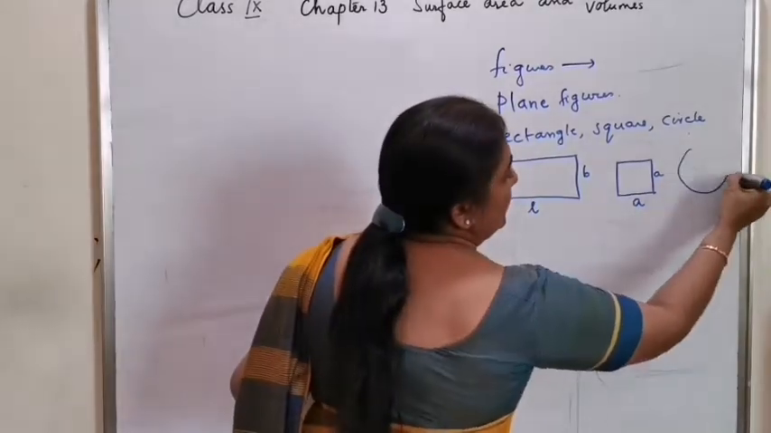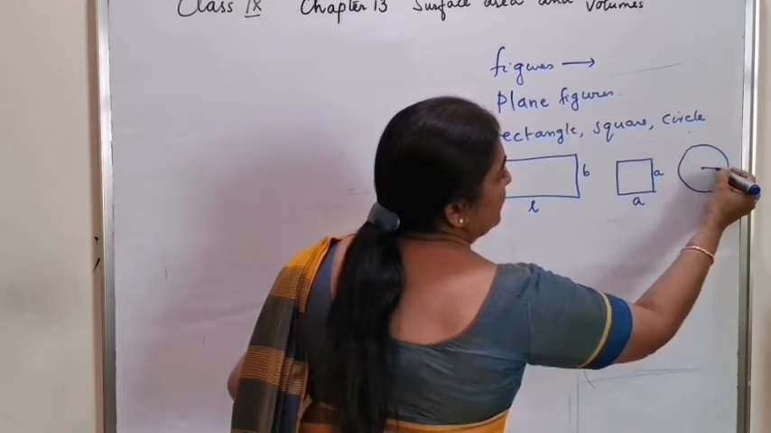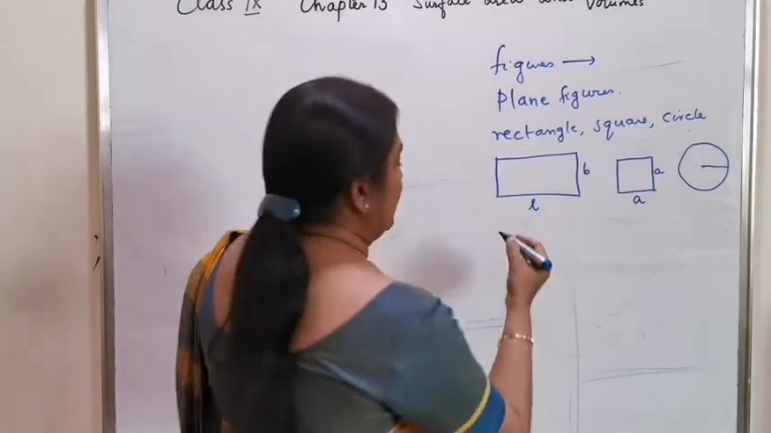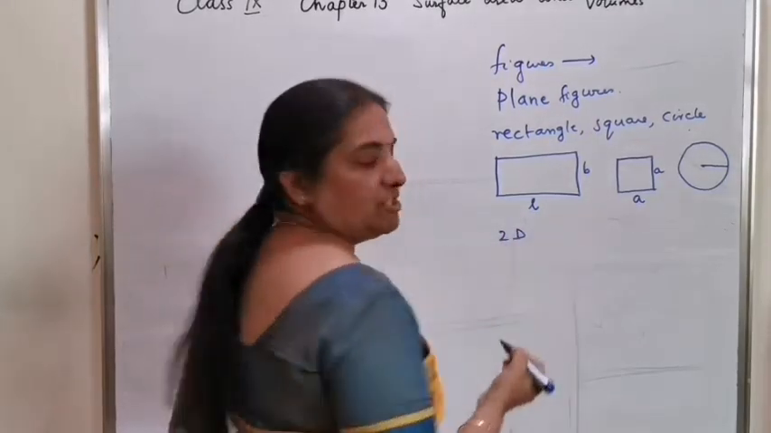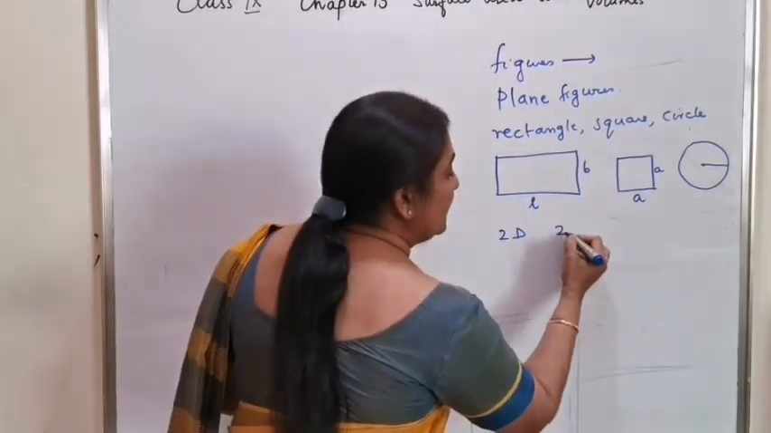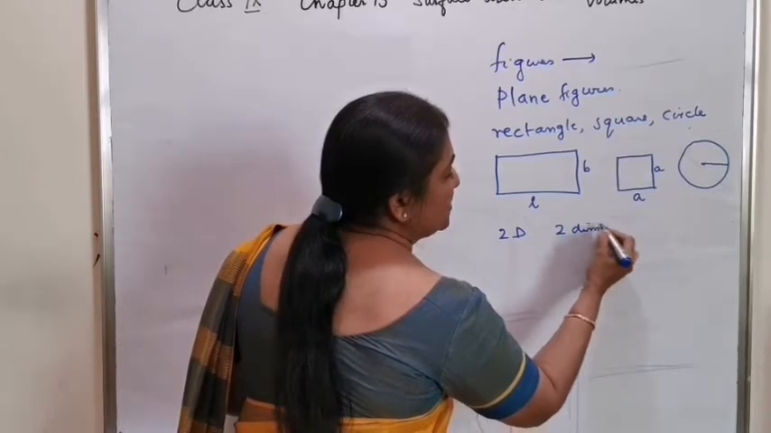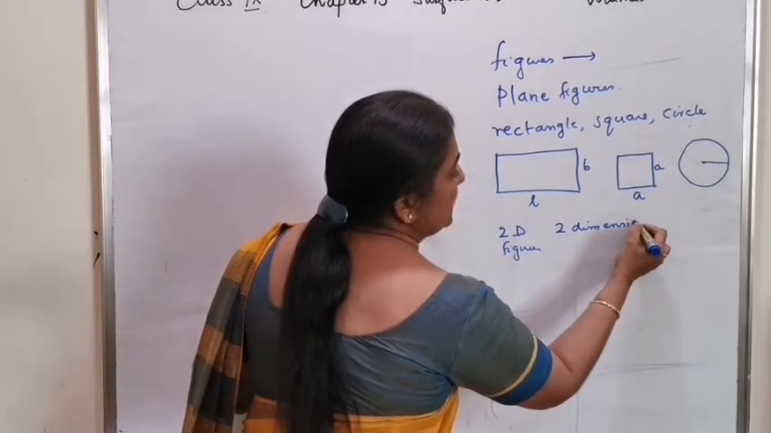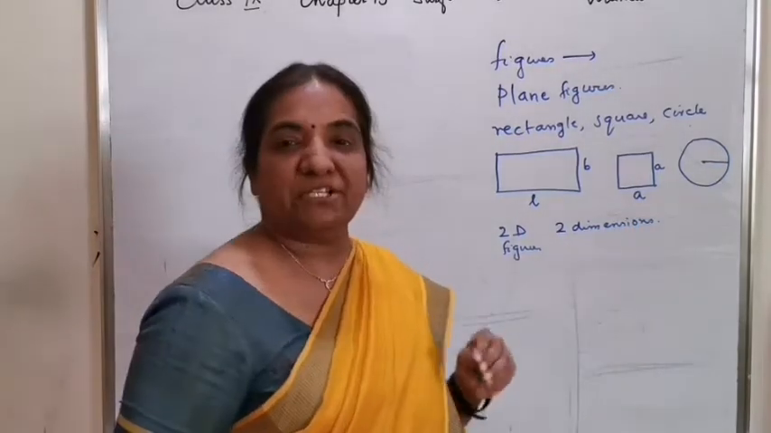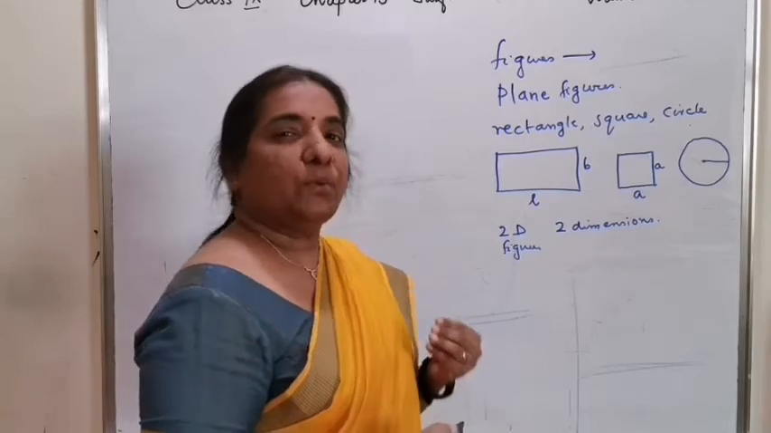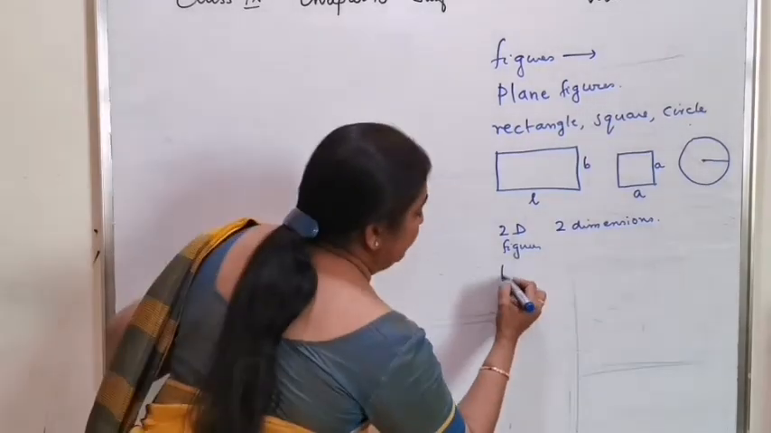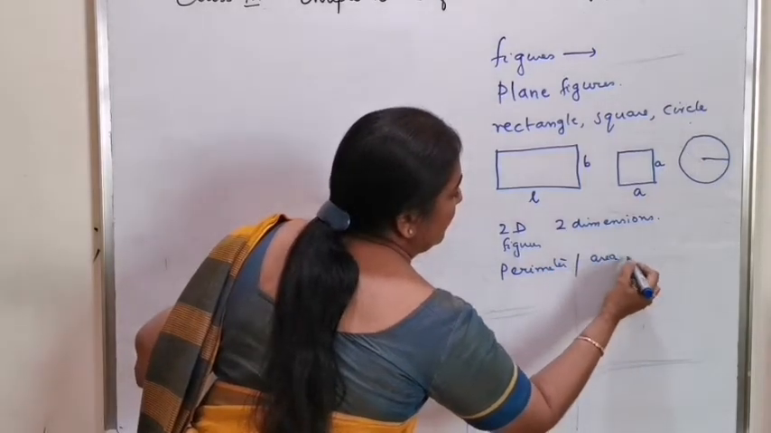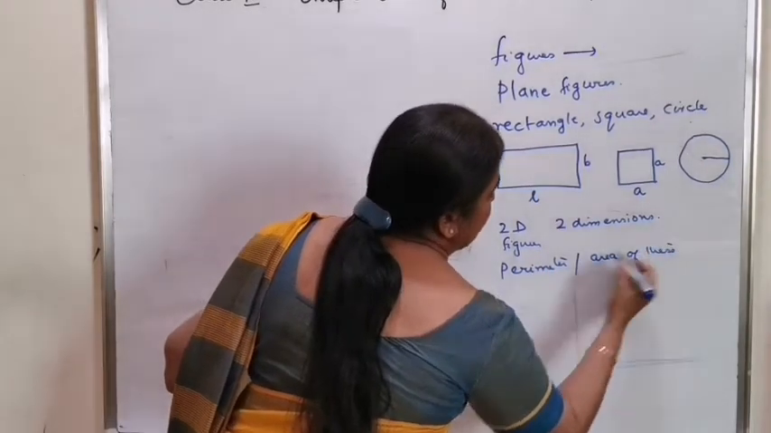Similarly, a circle has a radius. Now these are the figures which are two-dimensional, and we call them two-dimensional figures. They have two dimensions. That is why we were finding the perimeter and area of these figures.